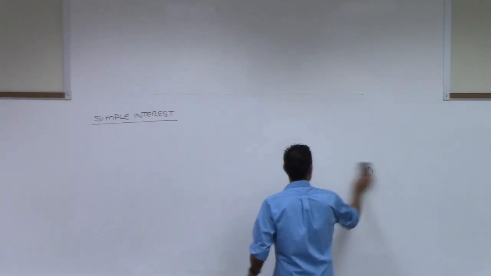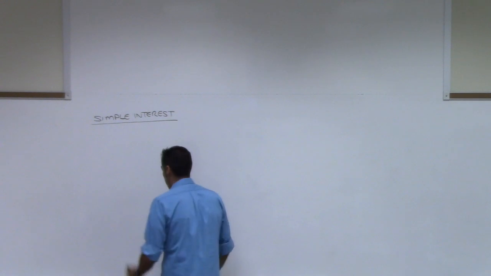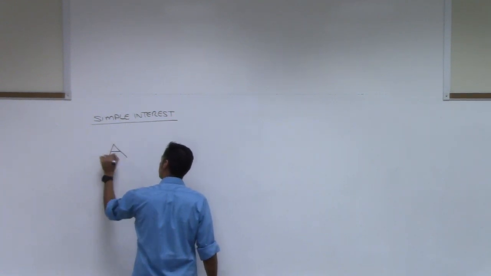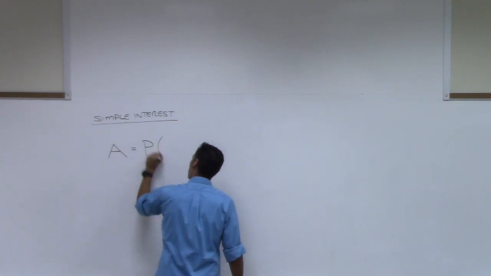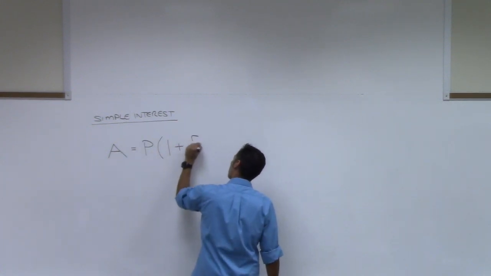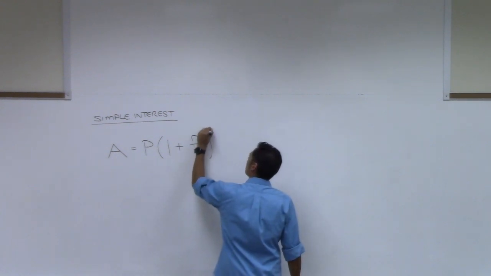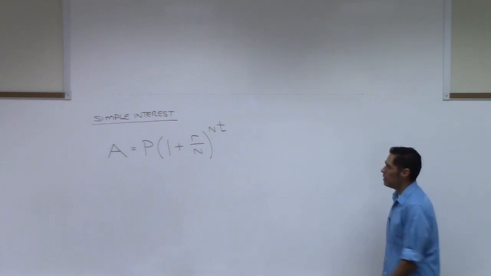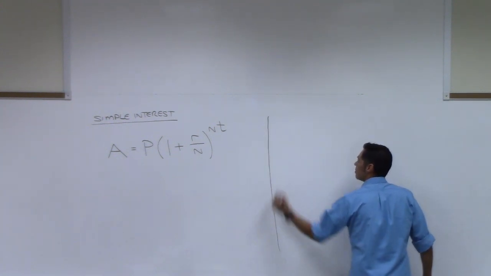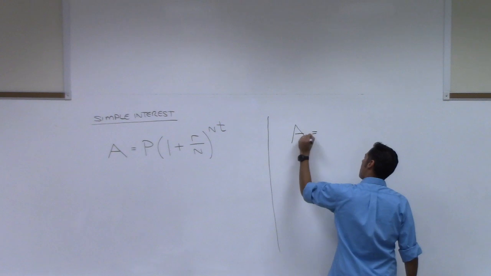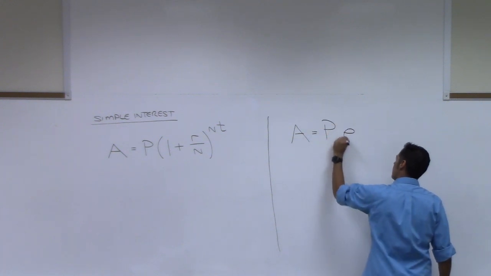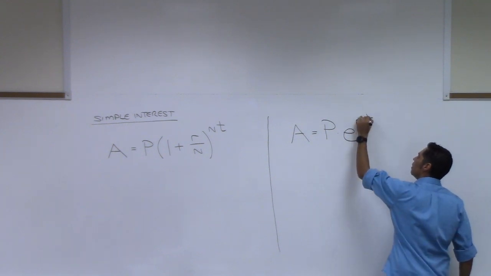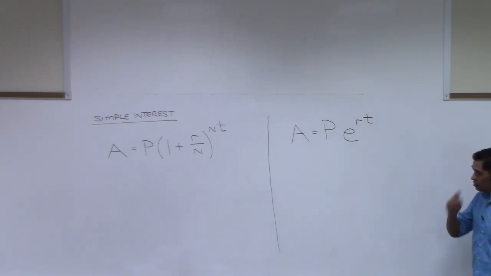Okay, all right, so simple interest. Here's the formula. Let me write it down first. There are two formulas. First one is this one. Just write it down, we'll talk about it. Okay, that's our first formula. And our second formula is this one, with E, that's that special thing. Okay, those are our two formulas for simple interest.